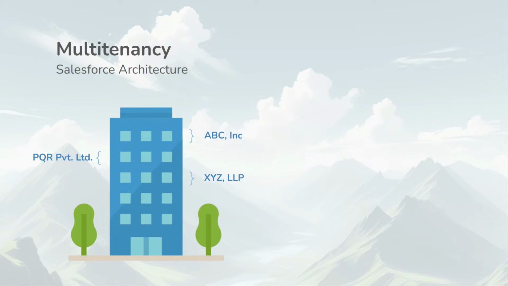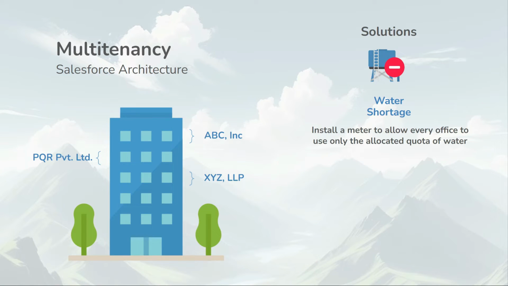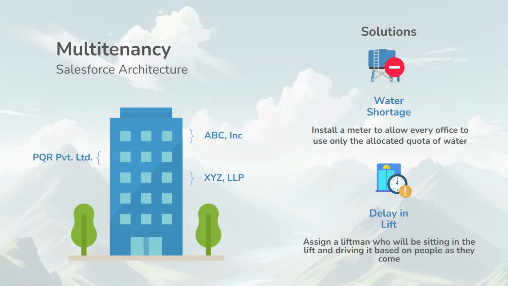Now, how to solve these problems? The first problem is the water shortage. What we can do is to install a meter to allow every office to use only the allocated quota of water for them. For the delay in lift service, we can assign a liftman who will be sitting in the lift and driving it based on the people as they come.